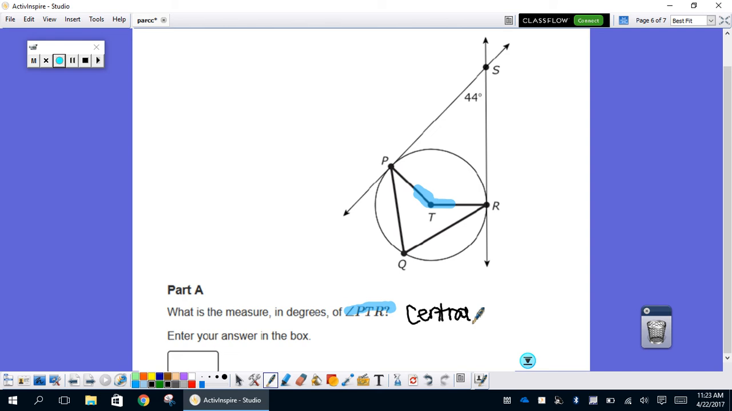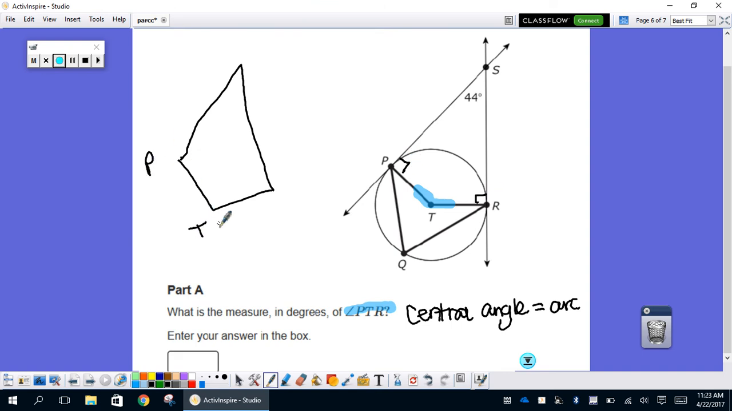Central angle, which means it equals the arc. And when you have two tangents, you want to think about a kite, because remember, that's 90 degrees, 90 degrees. So that's P, T, R. S is 44 up there. And, oops, I hope you guys don't think that's 94. If you're following along, you should know it's 44 though.